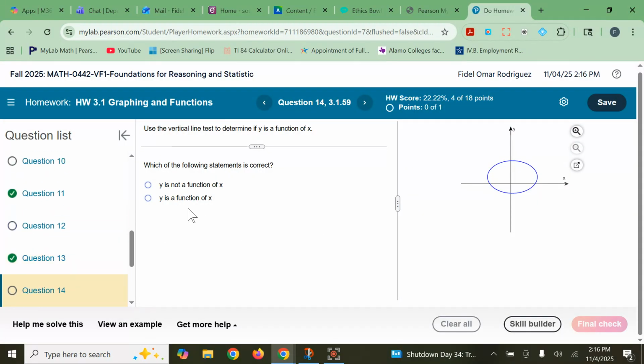I'm going to skip this one, y'all, because I think y'all know if you draw the vertical line, right? Vertical line goes up and down. If you hit it more than once, not a function, right?